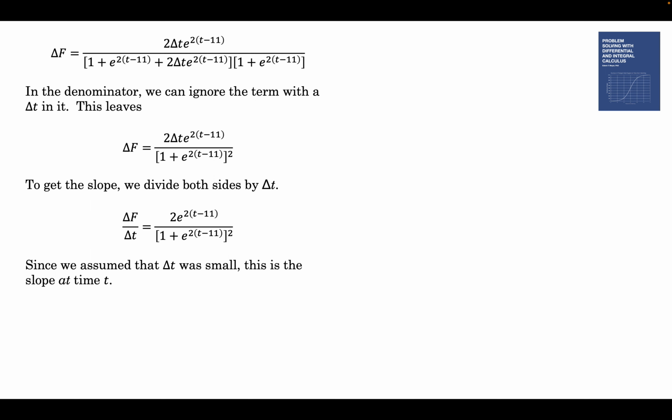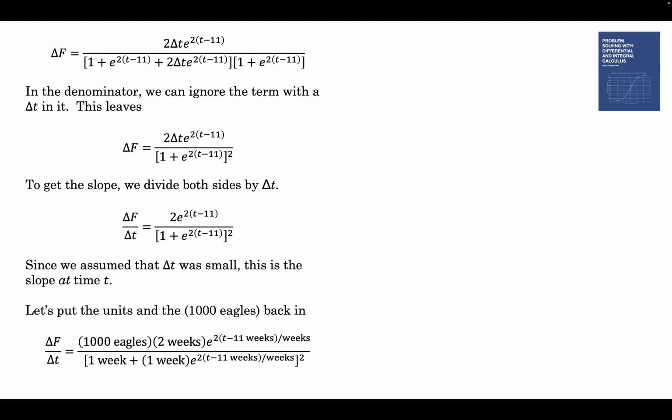So this is the slope at time t. Here's the time t right here. There's the time t. This is the slope at t. If we plug in any t, we should be able to get the slope. So we can plug in 10 weeks, we can plug in 11 weeks, and calculate the slope. Remember, we had that 1,000 eagles, so we got to put that back in too.